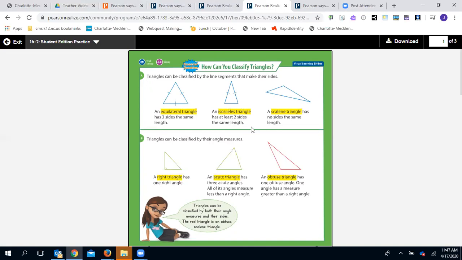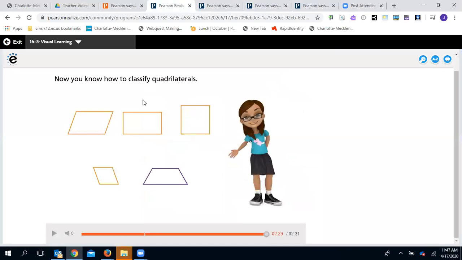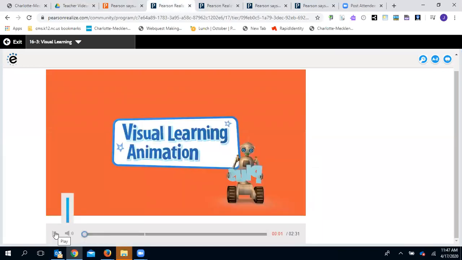Now let's switch gears. Let's talk about quadrilaterals. We know a triangle is a three-sided figure, so you can probably figure out a quadrilateral. Quad means four. A quadrilateral is a four-sided figure. So I want to show you all the video on quadrilaterals, and this is again right from Pearson. So I'm going to play the video for you all.